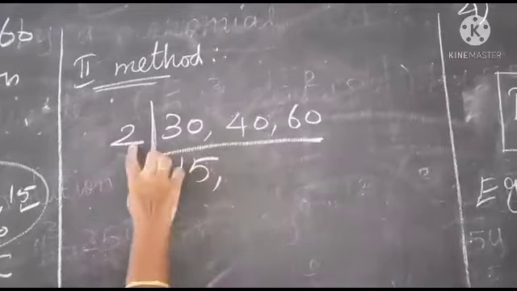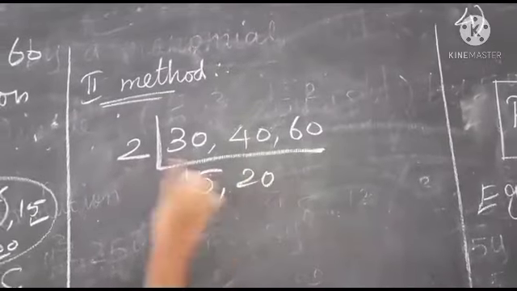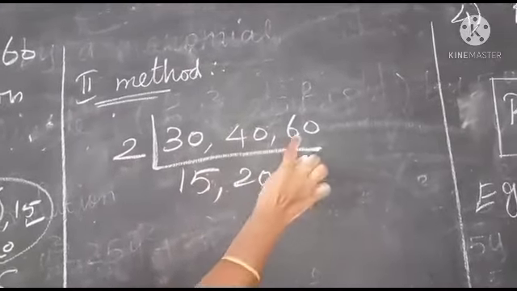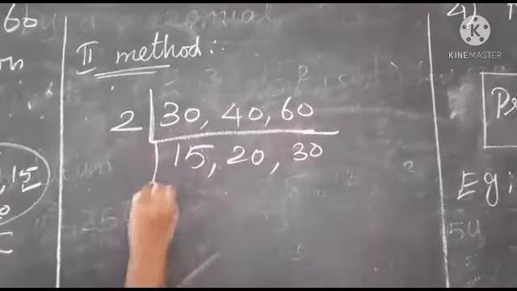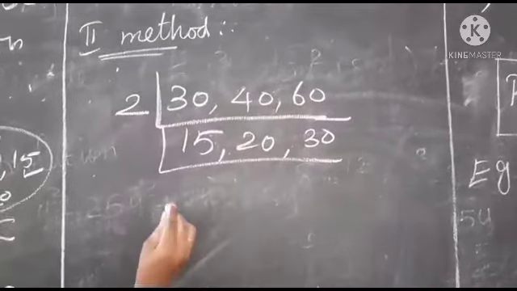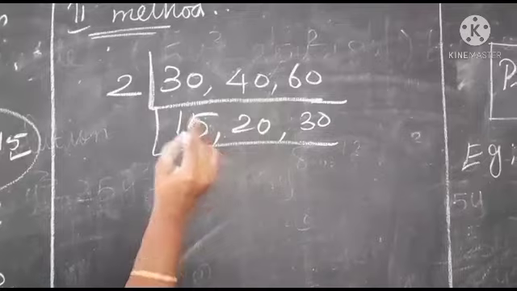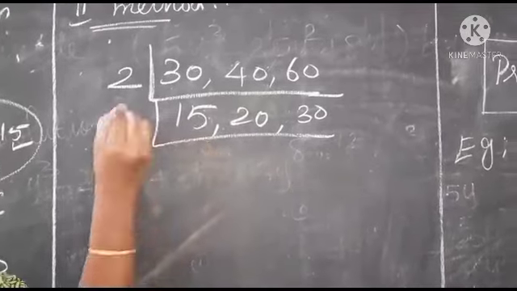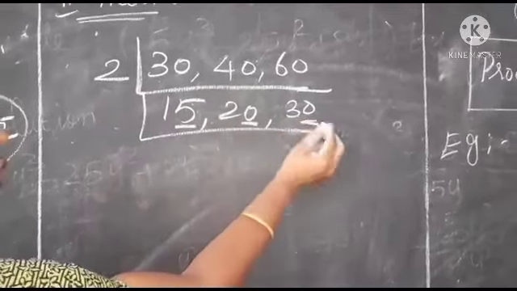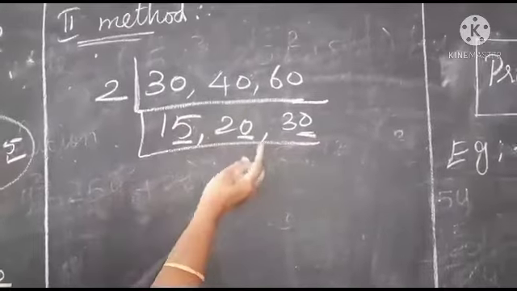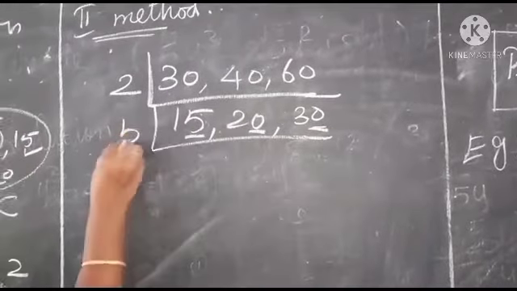Next, how many 2s are in 40? 20 2s are 40. Next, how many 2s are in 60? 30 2s are 60. Then continue the process. Next, see the ones place again, check the ones place for finding the factor here. Here the ones place is 5, here 0, here also 0. So if it is 0 and 5, we take the factor as 5.